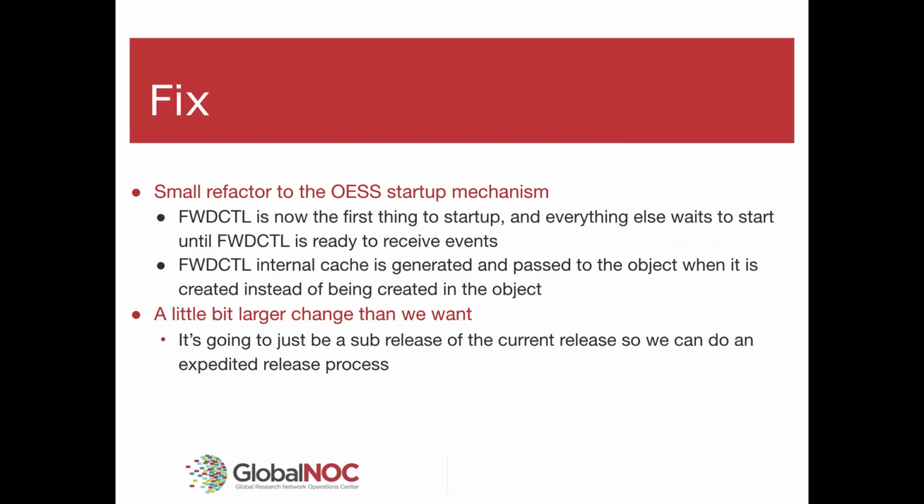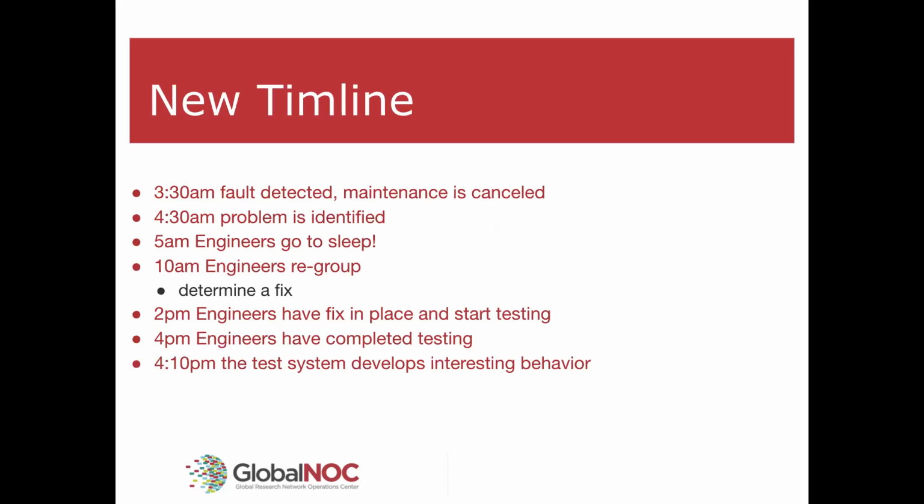Okay, we see what's going on: a really small thing, but the refactor to fix it is a little bit of a larger change than we want. Basically, FWCTL is the first thing to start, and then everything waits until FWCTL is ready to go, and it generates its cache too early, and that was causing this problem. So again, a relatively small change. We're not going to do the full release testing.